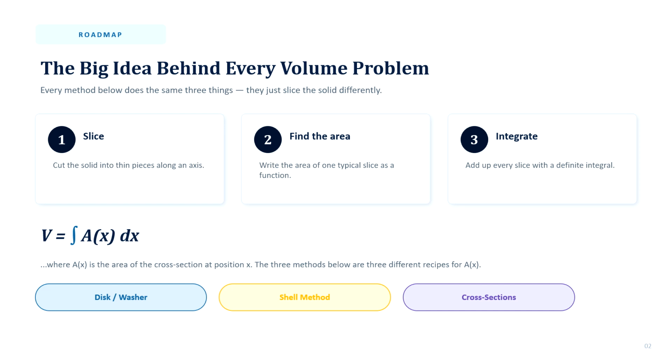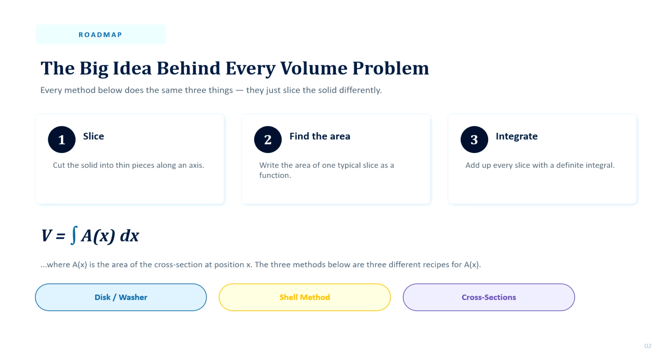Every technique we covered today boils down to the same formula. Volume equals the integral of the cross-sectional area A of x over the interval. The three methods are really just three different ways to figure out what that area function A of x looks like, depending on how the solid is built.